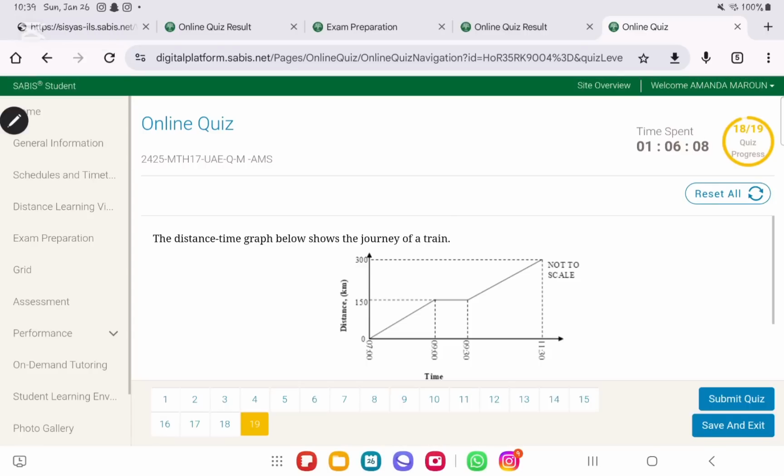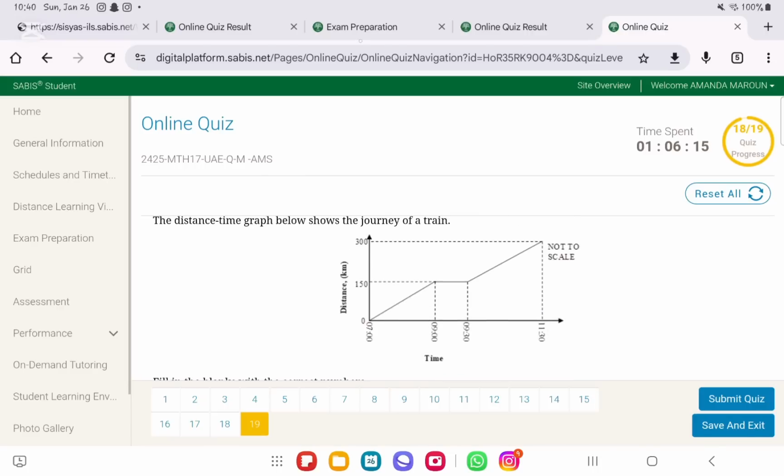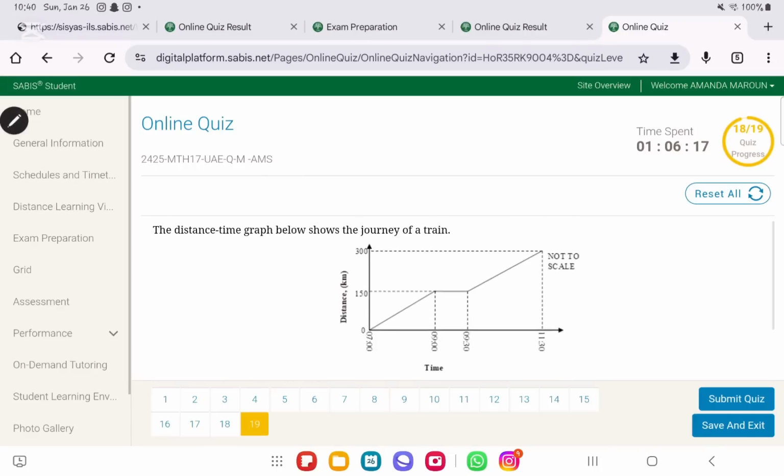Now, last but not least, the final question. Okay, this is a nice question. They need the average speed of the train between 9:30 and 11:30, in what unit? Kilometers per hour. So from 9:30 till 11:30. And we know that the distance-time graph will give us an average speed, which is the slope. So if we find the slope, we will find the average speed. Now they need it in kilometers per hour. So the difference between 9:30 and 11:30 is 2 hours.